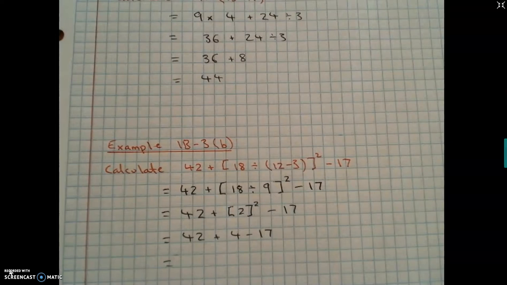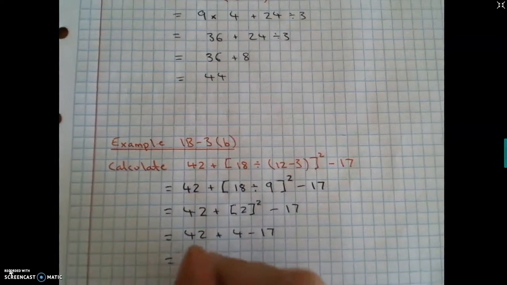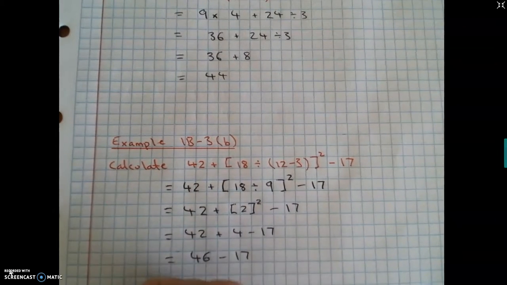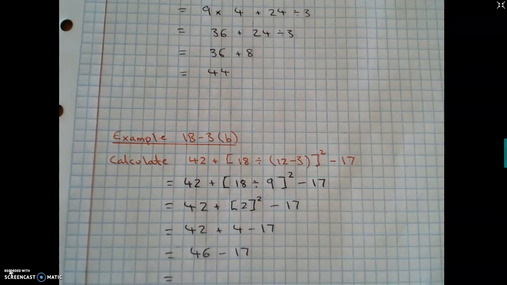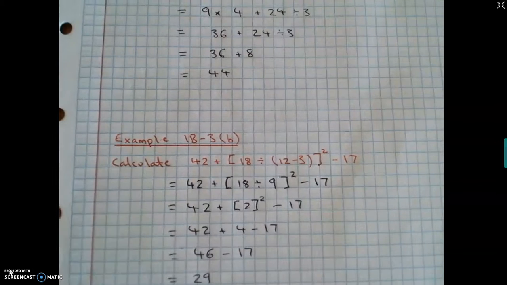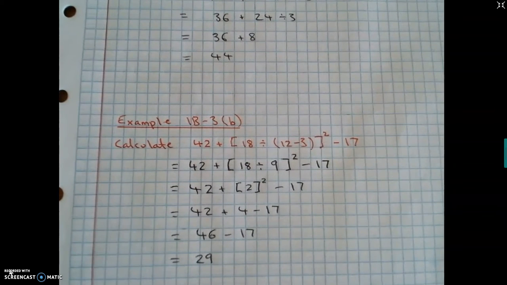Now clearly the last 2 steps that we have here are of the same ranking, so we have to work from left to right. So I go 42 plus 4, which is going to give me 46, minus 17, and finally we do our last subtraction, which is going to give us 29. So hopefully those examples will help you work through any questions similar to those.